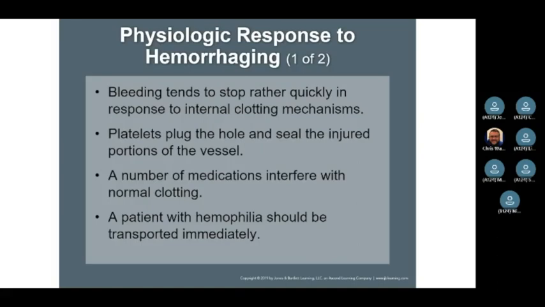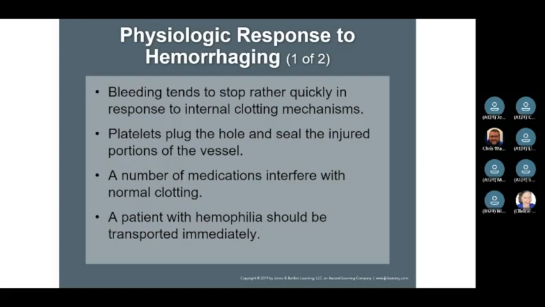On its own, bleeding tends to stop rather quickly in response to internal clotting mechanisms and exposure to air. When vessels are lacerated, the open ends of the vessel begin to narrow and vasoconstrict. Hemostasis, which means the platelets aggregate at the injured site, plugging the hole and sealing the injured portions of the vessel. A number of medications, including anticoagulants, interfere with normal clotting.